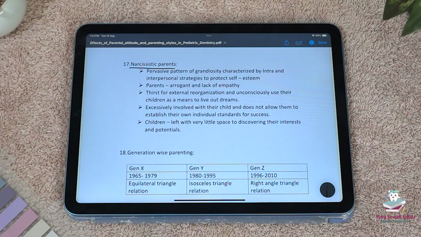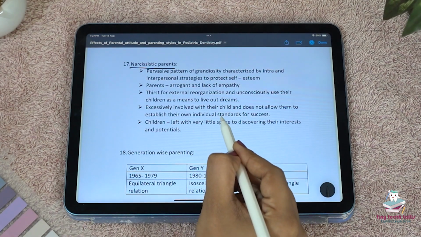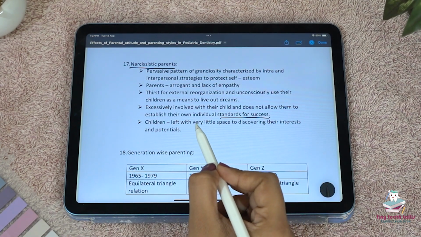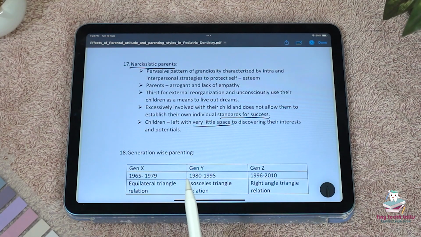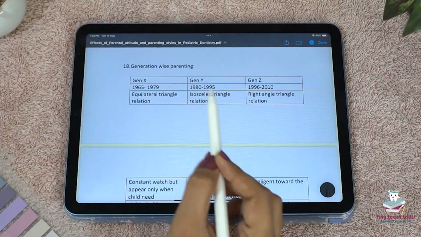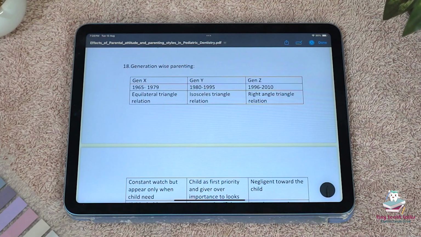They are excessively involved with their child and do not allow them to establish their own individual standards for success. Children are left with very little space to discover their interest and potential, which might lead to failure in the parenting. The other parenting style is generation-wise parenting: Gen X, Gen Y and Gen Z. So parents born between 1965 and 1979 are called Gen X, 1980 to 1995 are called Gen Y, and 1996 to 2010 is Gen Z.